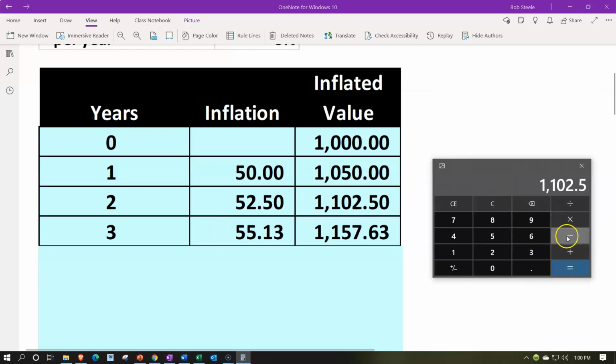We're going to say then we'll take that times the 0.05. It's going to give us the 55.13 plus the prior amount of 1,102.5. 1,102.5 plus 55.13 is going to give us the 1,157.63. So after 3 years, we would need 1,157.63 to purchase the same basket of goods as the 1,000 for year one.